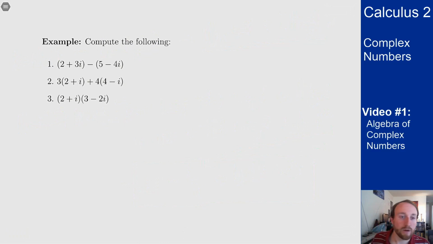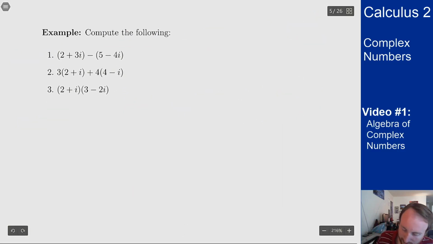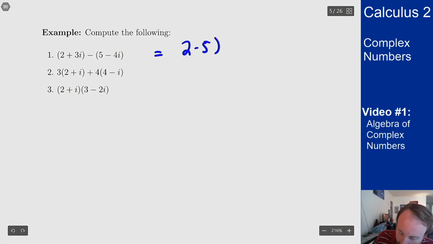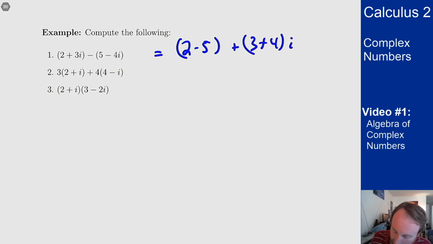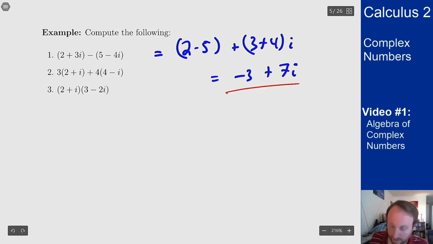So let's try some examples. First, 2 plus 3i minus (5 minus 4i). Well, this should just be 2 minus 5, combining the real parts, plus (3 plus 4)i, because the minus signs will cancel out there. And so I'll get minus 3 plus 7i as the difference there.